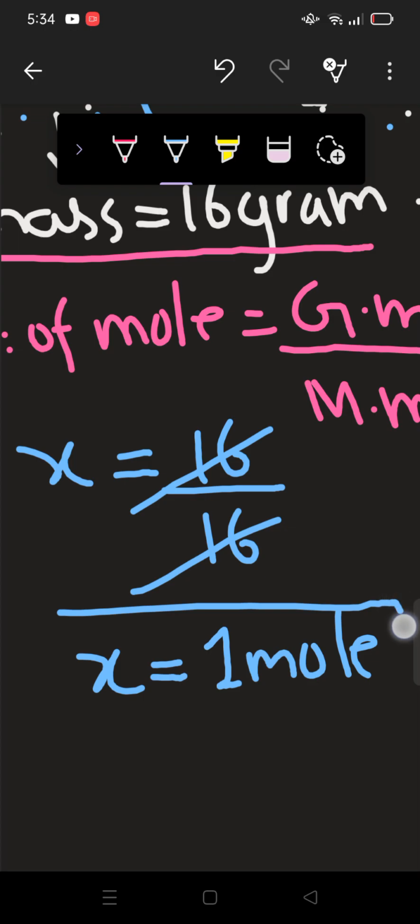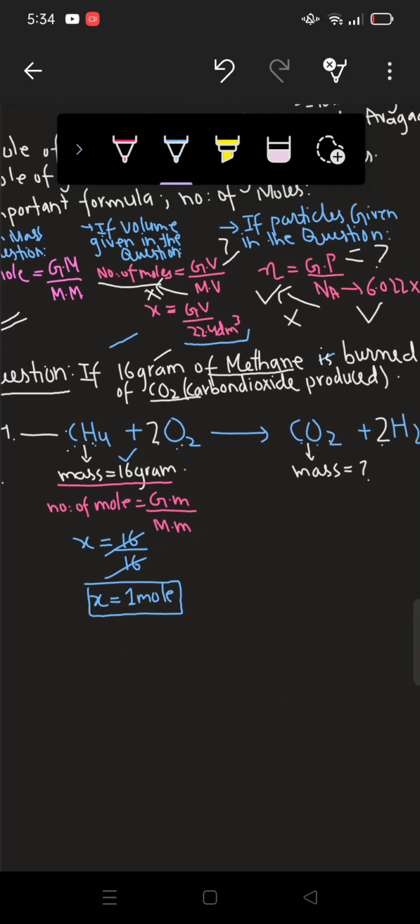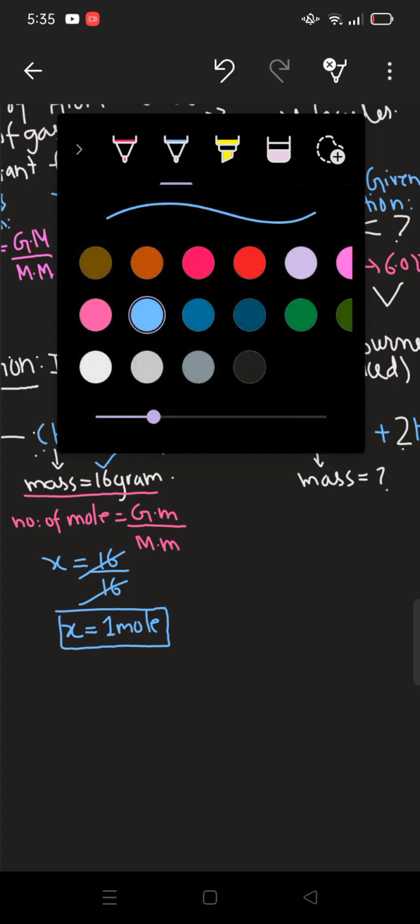We have 1 mole of methane, actually. Now we have found the moles. Now see, 1 mole of methane is used to produce how many moles of carbon dioxide, right?